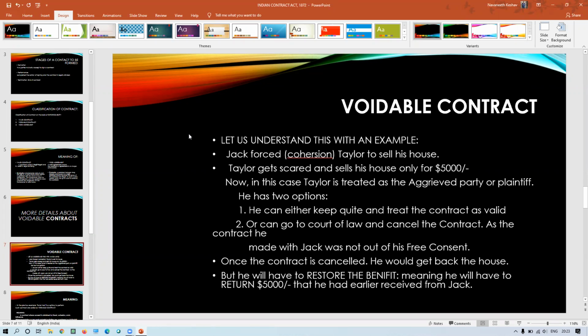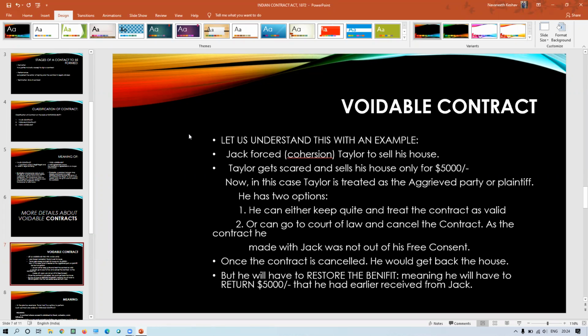He has two options. He can either keep quiet and treat the contract as valid, or he can go to the court of law and cancel the contract. He can say that whatever contract was made between Tyler and Jack was not out of his free consent, and he was threatened to sell his property. Once the contract is cancelled, he would get back his house. When would he get back his house? Only when he restores the benefit.